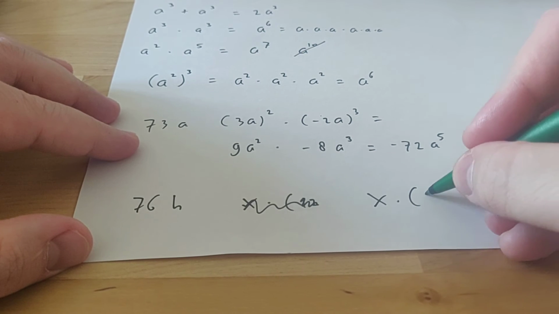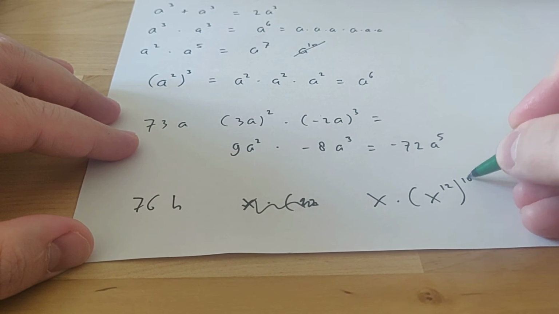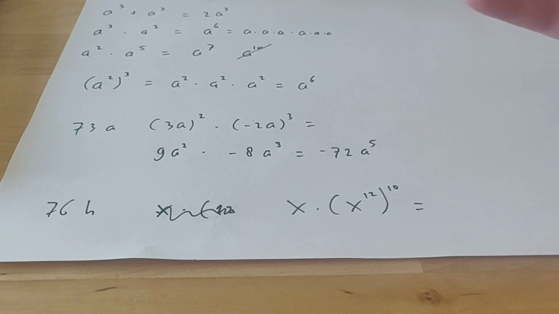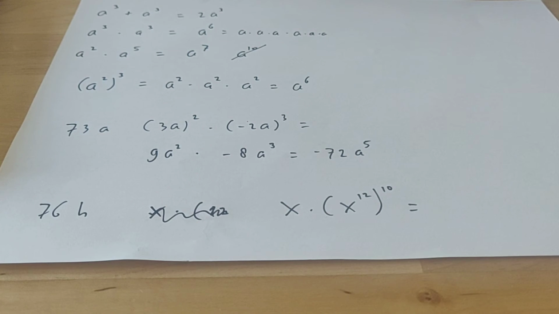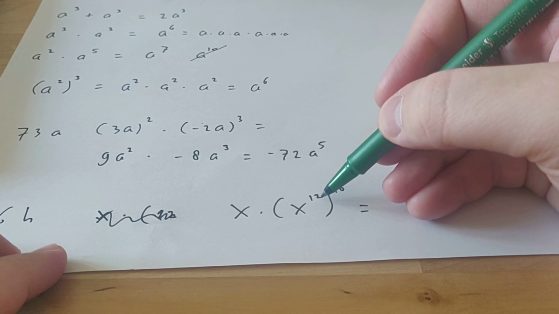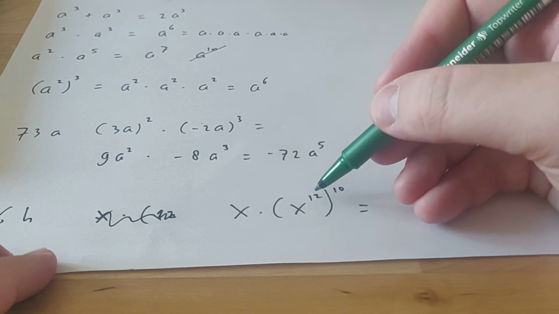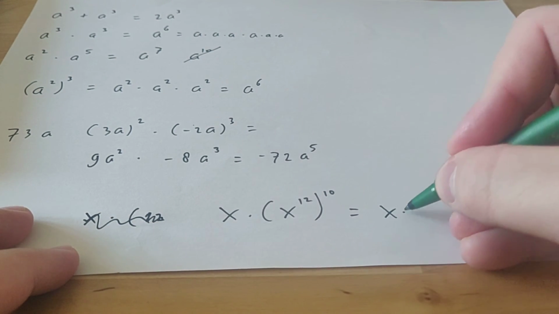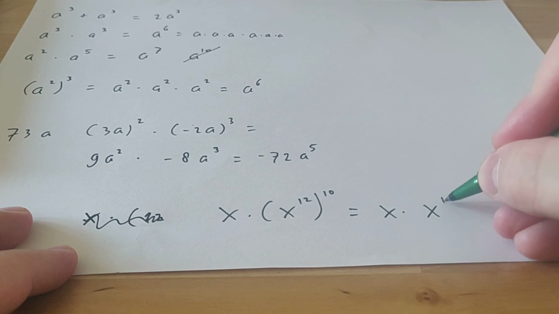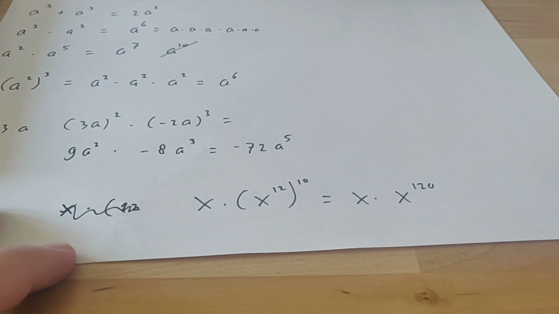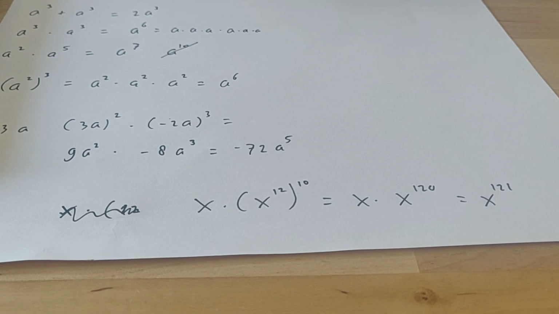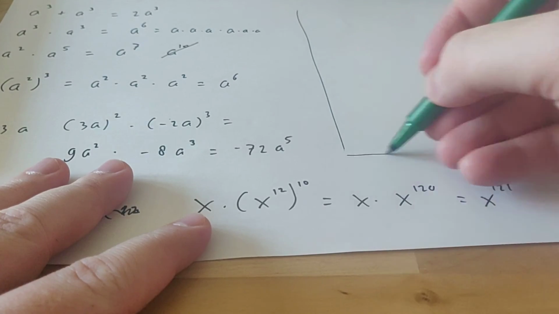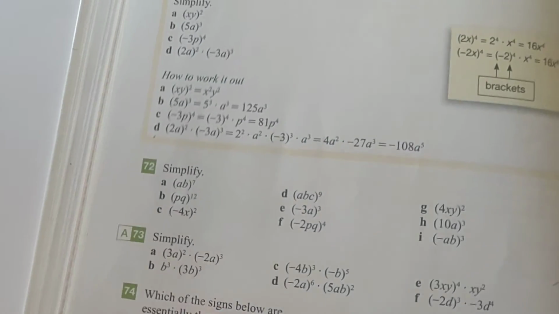Here we have x to the power of 12 and then that to the power of 10. So this is what I just told you over here. I told you what to do. Alright? If you have a power to a power, you can multiply them. So here we have x to the power of 12 to the power of 10. So you multiply this. So the thing in the brackets will be x to the power of 120. And then when you multiply x and that, you have x to the power of 121.